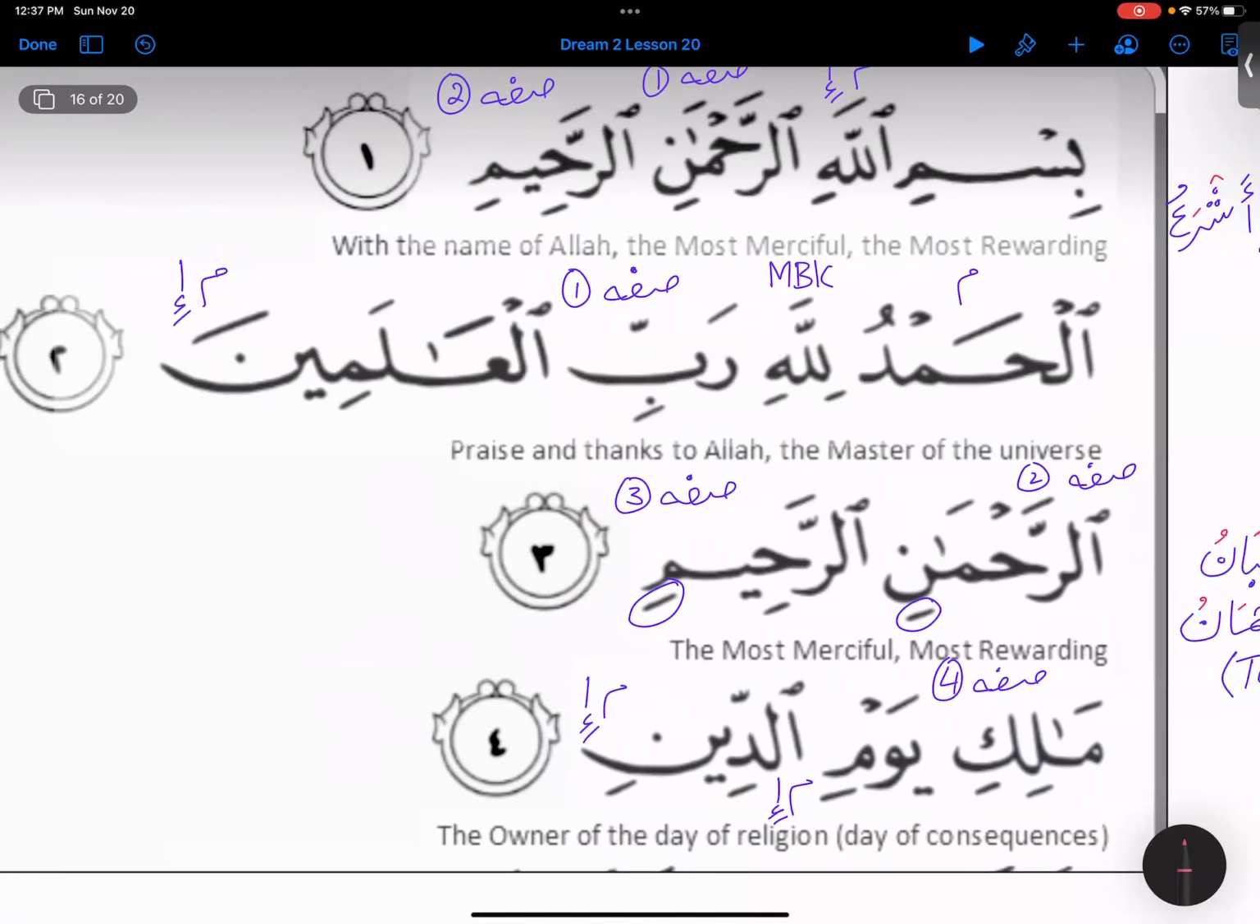Alhamdulillahi Rabbil Alameen. Alhamdu is rafa status, so this is a mubtada. Lillahi is jar majroor, it is MBK. Now you can say this is shibh jumla khabar. Okay, all right. Shibh jumla khabar. Yes.